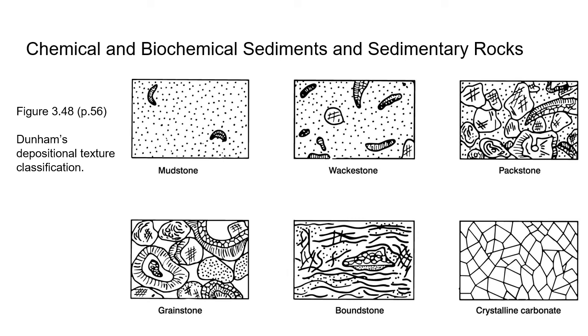Mudstones are predominantly just micritic muds. And then we get all the way down to our grainstones, boundstones, and then crystalline carbonates, which are mostly recrystallized carbonates themselves. So we can use both of these together to tell us different things about our carbonate chemical sedimentary rocks.